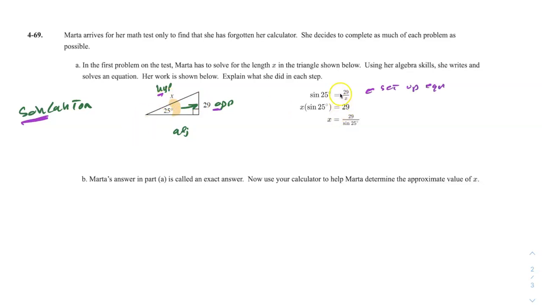And then what did she do? Looks like she cross multiplied. She put this over 1 and cross multiplied: x sine 25 equals 29. And then she got x by itself, so she divided by sine of 25.